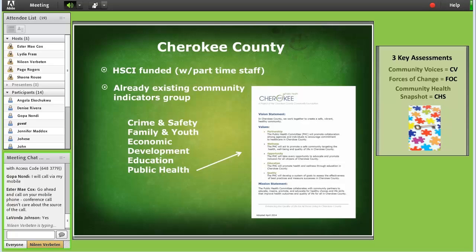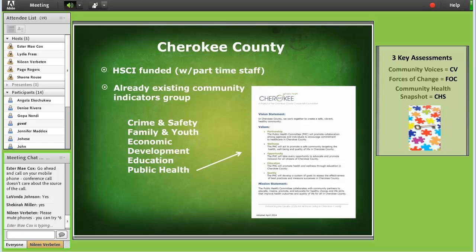This is just a little bit about Cherokee County. It's considered to be a small rural county. They have a population of about 55,000 people. They did receive Healthy South Carolina funds, and with those funds they did hire a part-time staff, which is always helpful to have. And they had an already existing community indicators group.